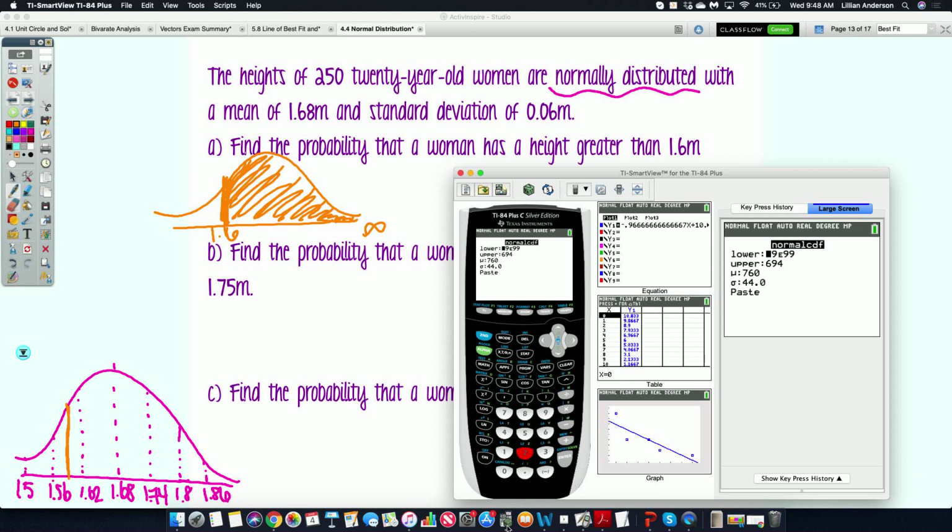You have to represent that in lower and upper. So my lower boundary is going to be 1.6 because that's where my shaded region starts. The upper end is infinity. There is no button, no series of buttons that you can press for infinity. You have to tell the calculator you want a really, really large number. That number is 9, second comma, which is right above the 7, 9, 9.